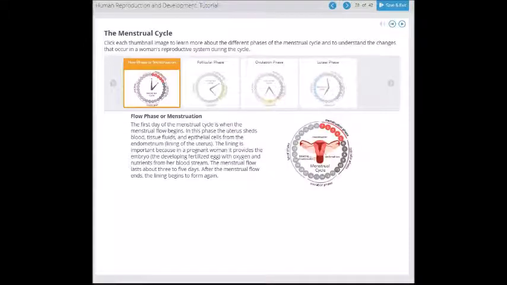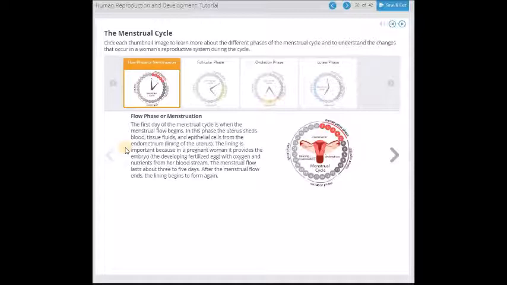The menstrual cycle can be broken down into 4 phases, and these are also broken down by days. So days 1 through 5 are what we call the flow phase. This is the first day of the menstrual cycle, and it's when the menstrual flow begins. This is when the uterus sheds all the blood, the tissue, the epithelial cells. The whole lining of the uterus, called the endometrium, or the endometrial lining, is shed and it starts to come out.